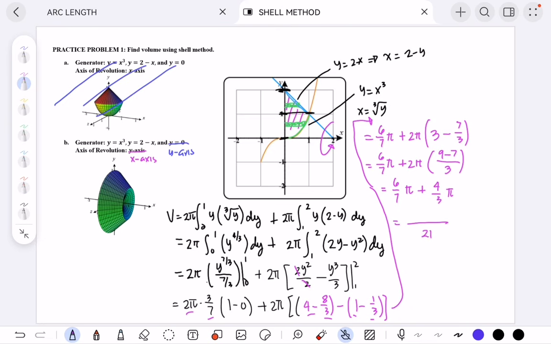Then 21 here. 21 divided by 7 is 3 times 6 is 18, plus 21 divided by 3 is 7 times 4 is 28. So therefore, the volume is given by 18 plus 28, that is 46 over 21 pi. That's it.